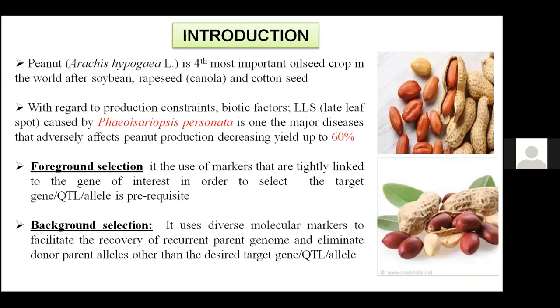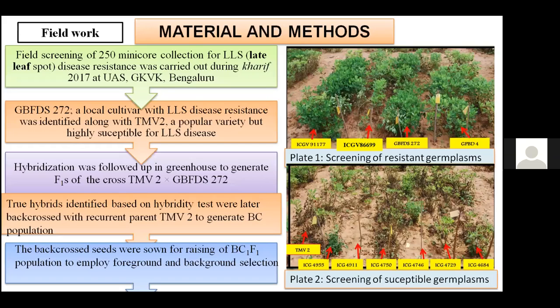In marker-assisted selection, we are using markers and phenotypic observation to develop a resistant variety. Here we are using two strategies: one is foreground selection and another one is background selection. For foreground selection, we are using markers that are tightly linked to the gene of interest or the QTL. For background selection, we are using molecular markers for recovery of the recurrent parent genome and eliminating the donor parent alleles. This is the method and material for my study.